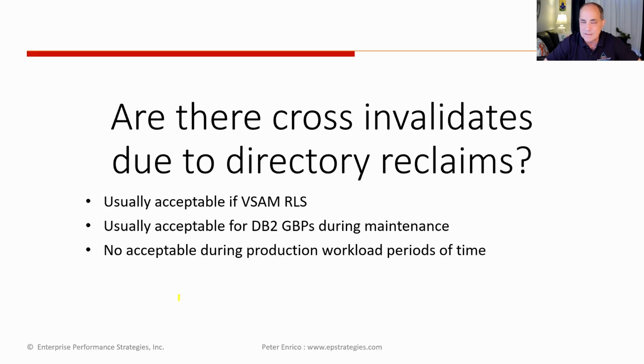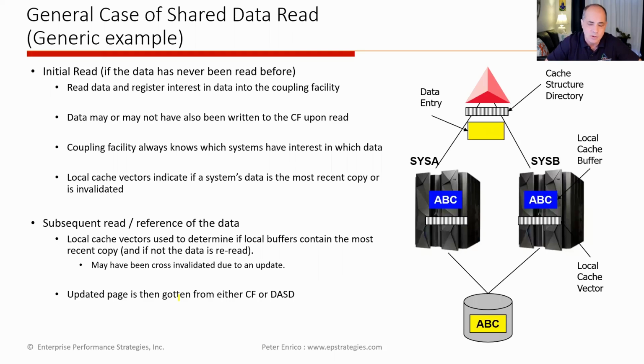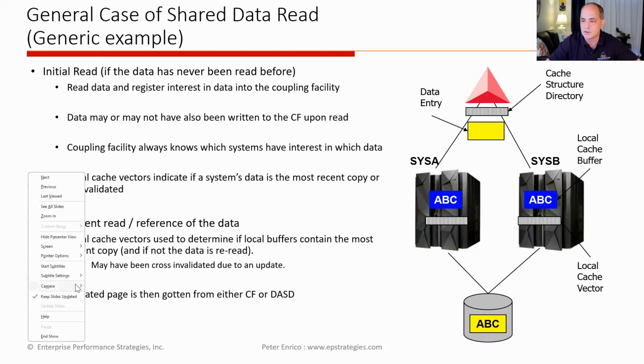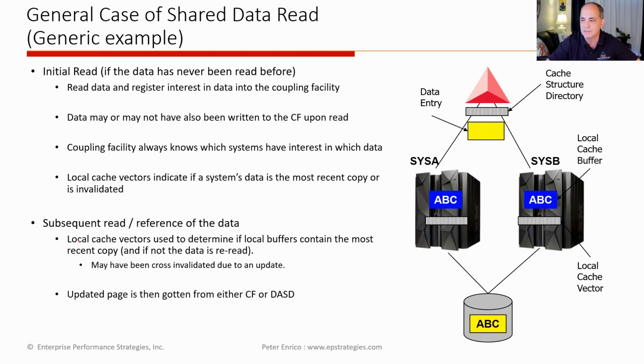Now, in a VSAM RLS environment, you're going to expect to have directory entry reclaims. In a DB2 group buffer pool environment, which many of you are, you want to make sure, unless there's some sort of batch job running that's causing it, but in terms of your workload, that the directory reclaims are 0 or very, very close to 0. So the question is, what the heck is a directory entry reclaim? So let's talk about that. To talk about directory entry reclaims, let me change my cursor over to a pen. We kind of have to understand some of the concepts of a cache structure.